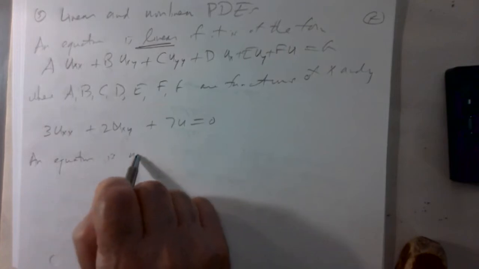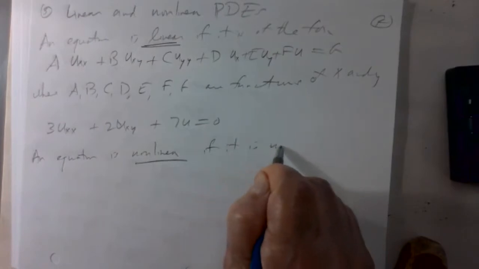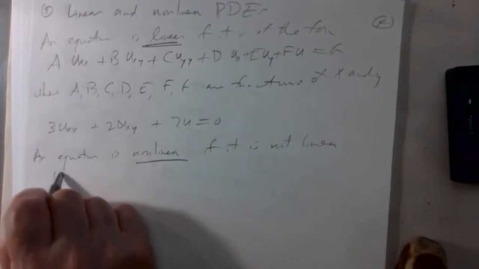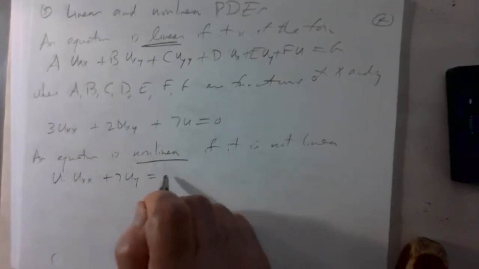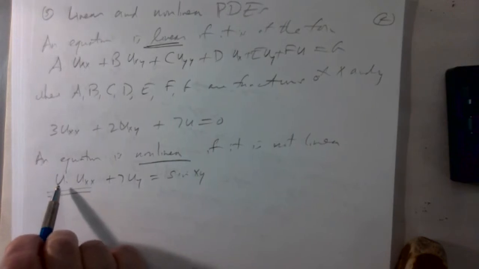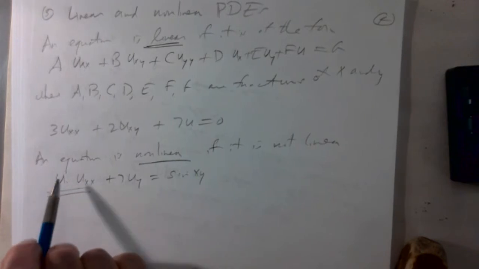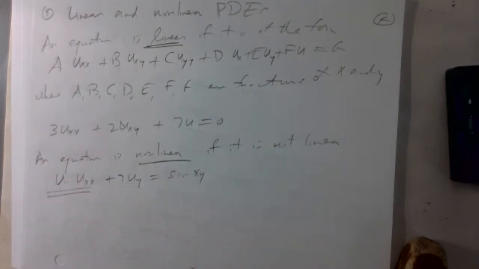And what is a nonlinear equation? A partial differential equation is nonlinear if it is not linear. That's easy. So if you take the differential equation u times uxx plus 7uy equals sine of xy, that's a nonlinear partial differential equation. Why is it nonlinear? Because here I have u times uxx. So I have a product of partial derivatives involving u. So this is a nonlinear differential equation.